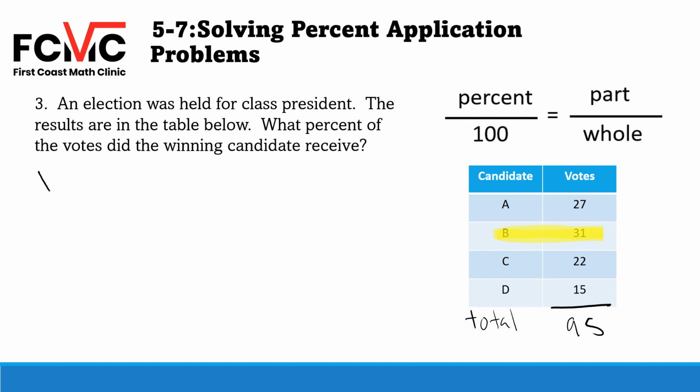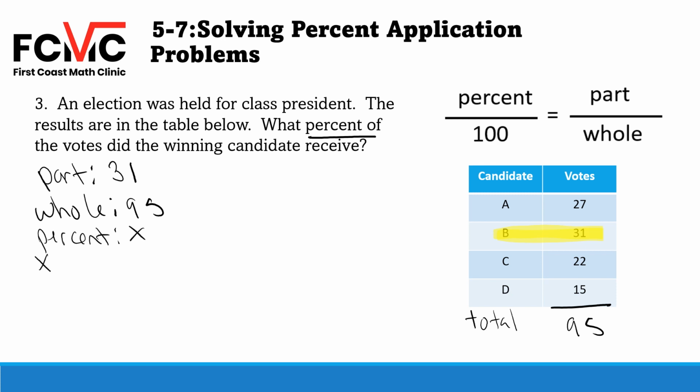So our part is going to be that 31. Our whole is going to be our total, 95. And we want to know what percent of votes, so we're looking for the percent. That percent is our x. So we can have x over 100 equals our part, 31, over our whole, 95. So again, this is our part, and this is our whole.